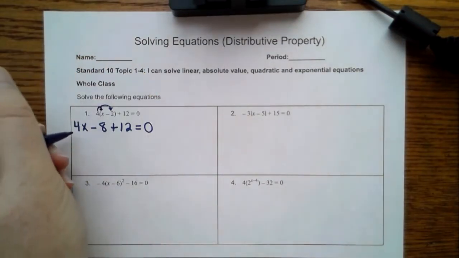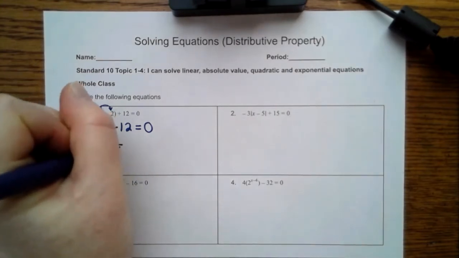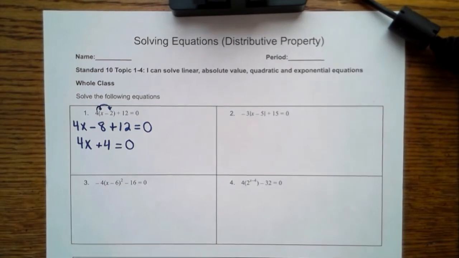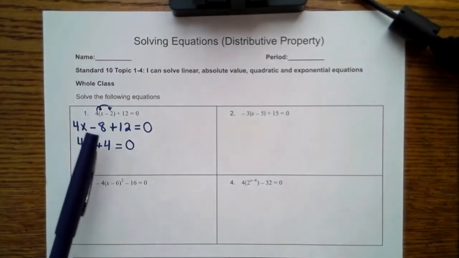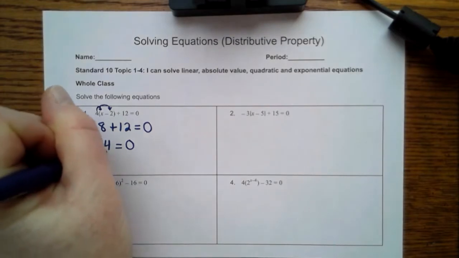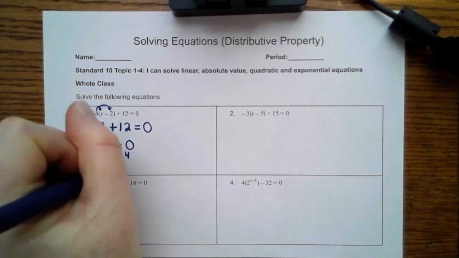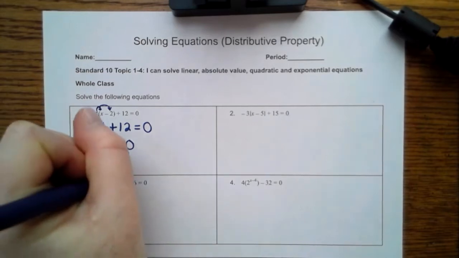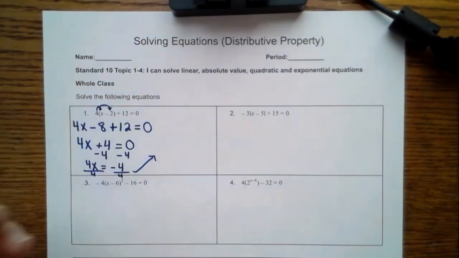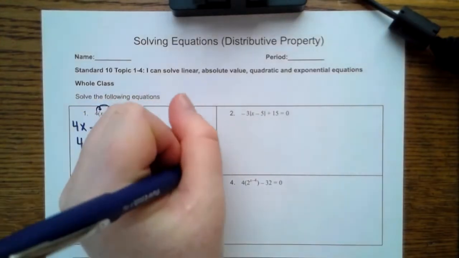So now I'm going to combine like terms. Because -8 plus 12 is +4. I want to get rid of that +4, so I'm going to minus 4. I'll divide by 4, and -4 over 4 is x equals -1.